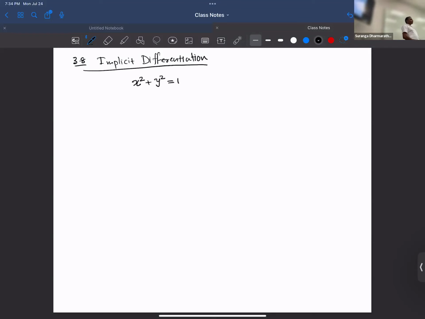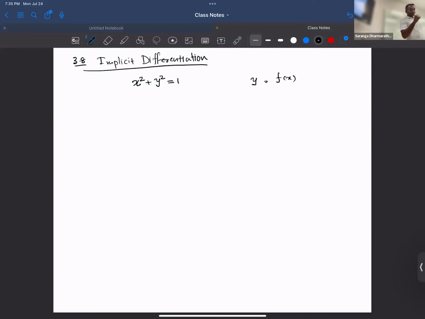Now all the functions we differentiated before were something like this: y equals f of x. Y is an explicit function of x. But here, of course, we can find y in terms of x, but we can find the derivative without doing that as well. So let's see how we're going to do that.